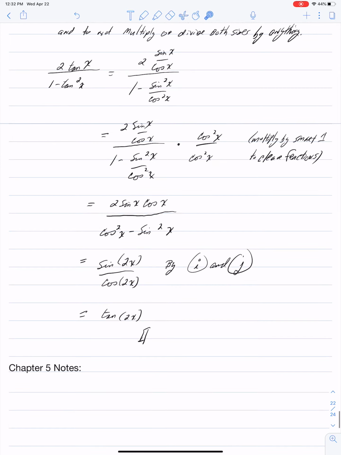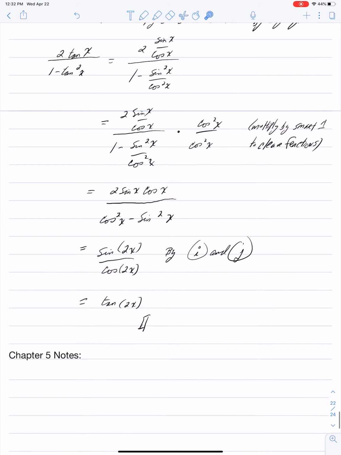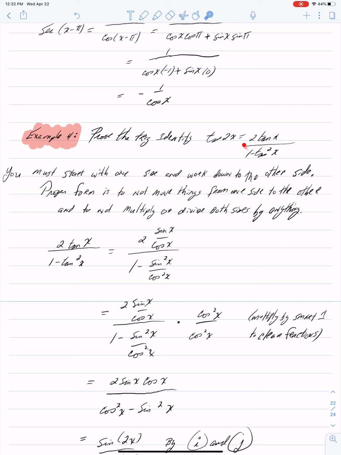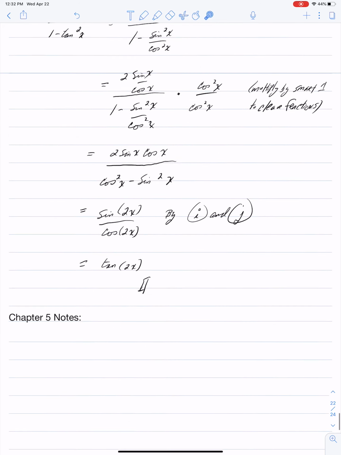All right? But sine 2x over cosine of 2x is exactly what? Tangent of 2x. And there you have it. I started with this side and I ended with that. And that's the way you handle trig identities.